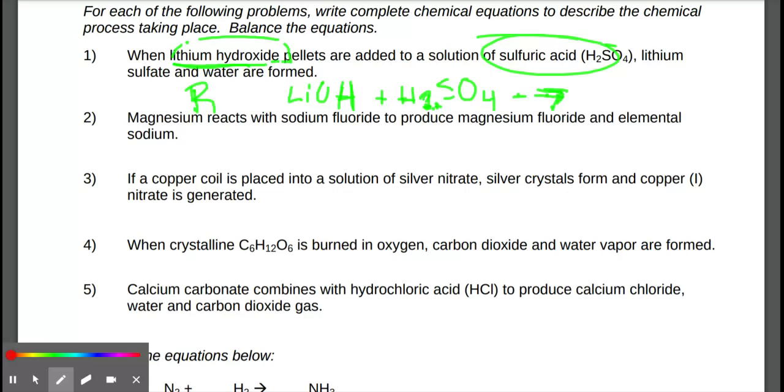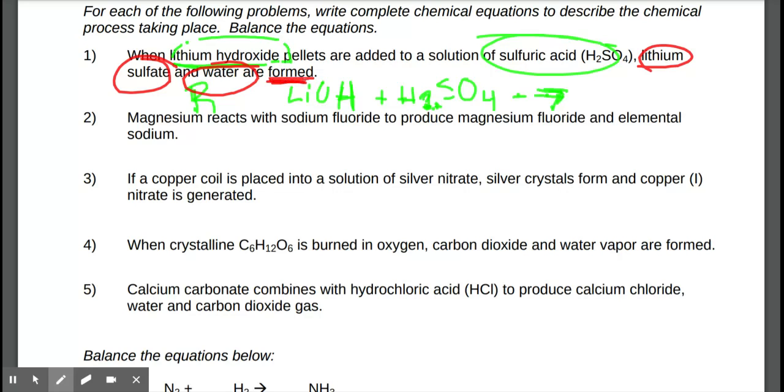So we've added the lithium hydroxide pellets to the sulfuric acid, pause. And it says here that lithium sulfate and water are formed. What tells me that this is my product is specifically this word right here. When something's formed, something has been created, something has been made anew, that tells me that's my product. Not only that, this pause at this comma also tells me that this should be my product. So here, lithium sulfate, so it's going to be SO4.